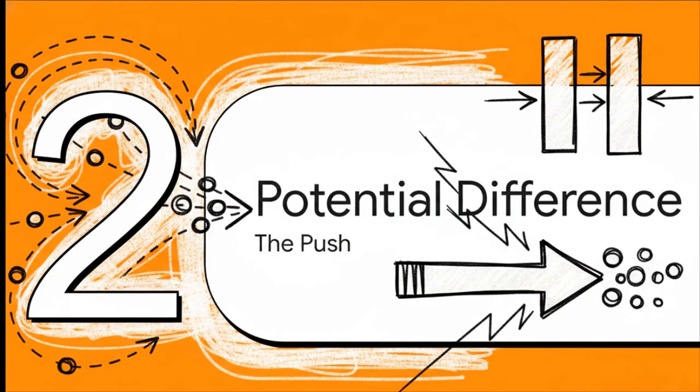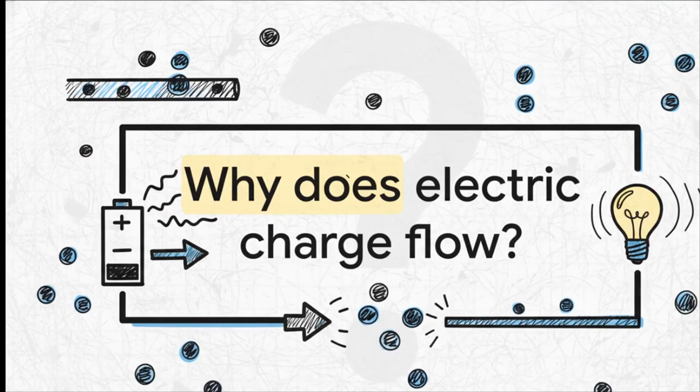Moving right along to Section 2, the push, also known as potential difference. Okay, so we know that current is the flow of electrons, but here's the interesting part. Why does it flow at all? A random, unconnected piece of wire just sitting on your desk doesn't shock you. The electrons are in there, sure, but they aren't moving in a straight line. So what's the invisible force actually driving them through a circuit?